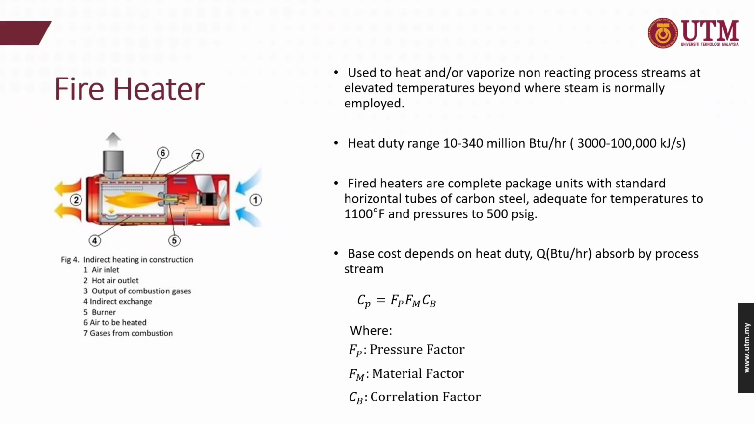So this is the fire heater that is used to heat or vaporize non-reacting process streams at elevated temperatures beyond where steam is normally employed. And then the heat duty range from 10 to 340 million BTU per hour. And then the fire heaters are complete package unit with standard horizontal tube of carbon steel, adequate for temperature to 1100 Fahrenheit and pressure to 500 psi gauge. And then for the base cost depend on heat duty absorbed by process stream.